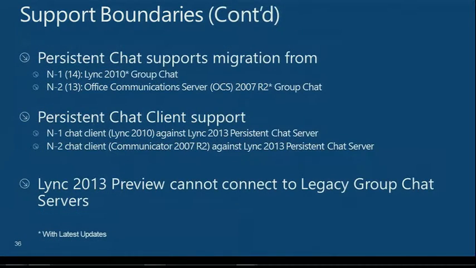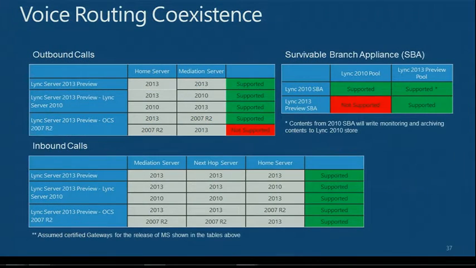In terms of voice coexistence, I've got a slide covering the process and support policies coming up right after persistent chat. We wanted to point out that for persistent chat, the one caveat is you cannot use the new Lync 2013 all-in-one client against a group chat instance from 2007 R2 or Lync 2010. So the Lync 2013 client will work against a typical front-end pool in Lync 2010 or OCS, but it does not work against the legacy group chat type environments.